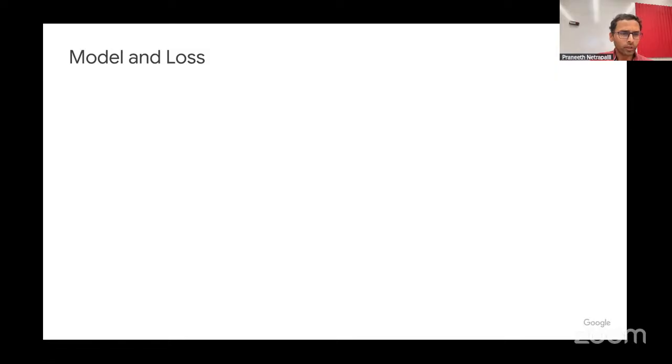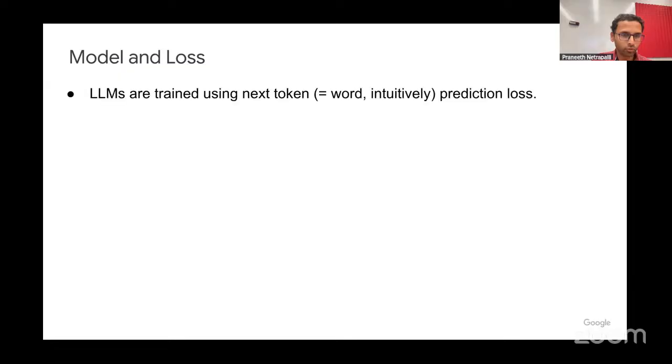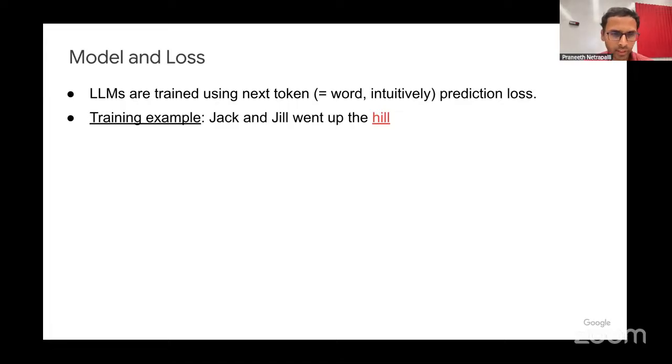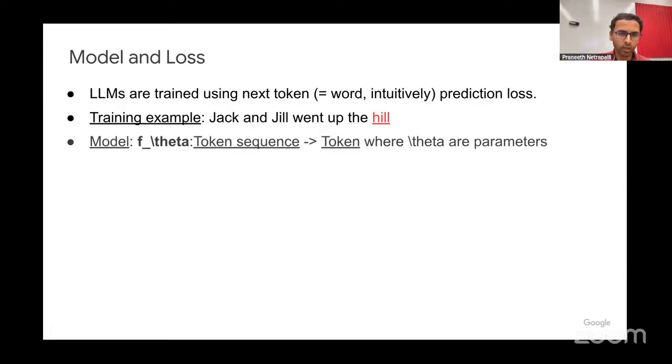I now want to briefly explain the model and the loss functions that are used in training these. LLMs are trained using the next token prediction loss. Again, we can think of a token as a word. So let's take a training example: Jack and Jill went up the hill, let's say this is a training sentence. We want the model, which is parameterized by f theta, where theta are the parameters, to take a token sequence and then output a token.